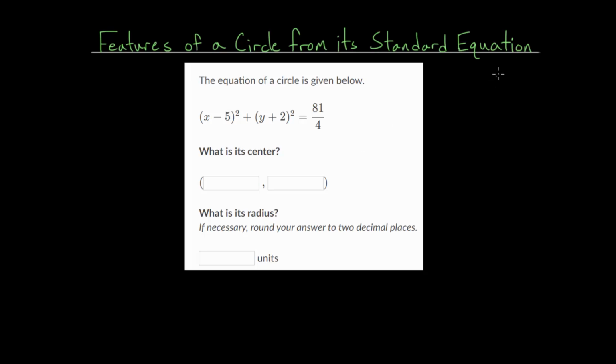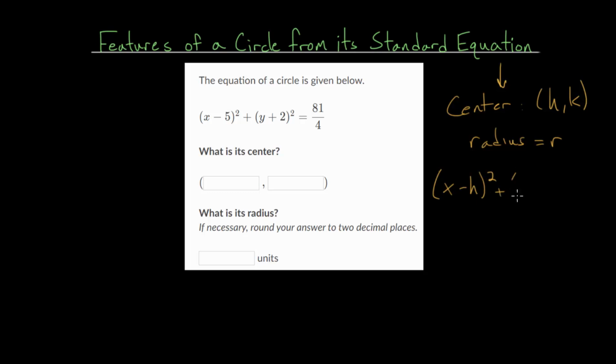And the standard equation, remember when the center point is at h for the x value and k for the y value, and we can say the radius has a value of r, then the standard equation for the graph of the circle is (x minus h) squared plus (y minus k) squared is equal to the radius r squared.